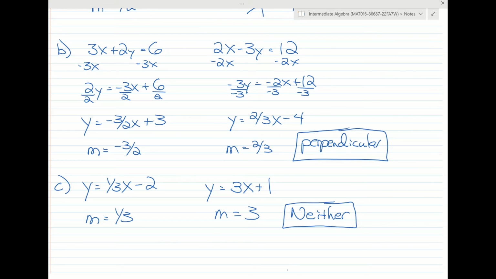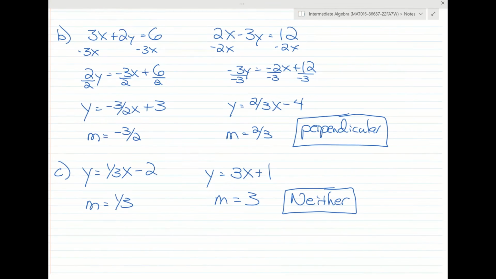My pace. Am I going too fast? Good? Too slow? Can you guys give me some kind of feedback? All right, I see. Yeah, all right, I'll try to slow down a little bit here.